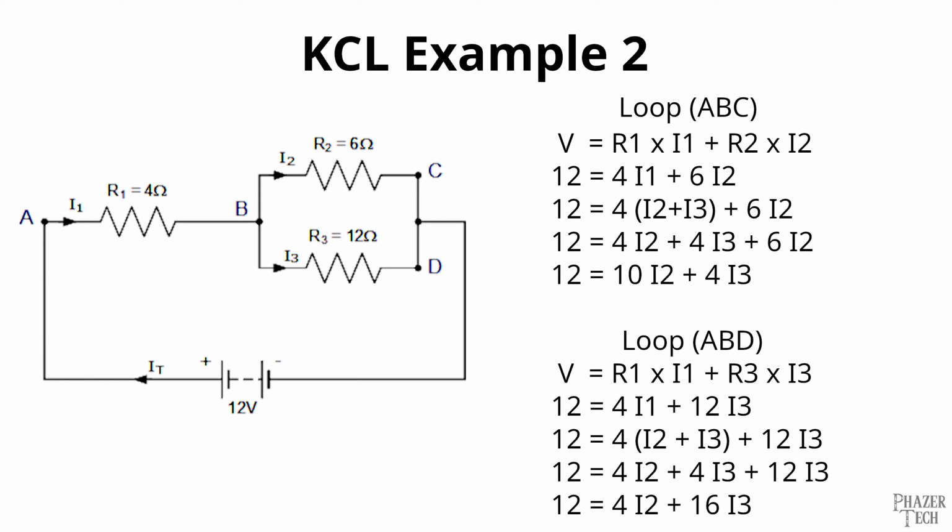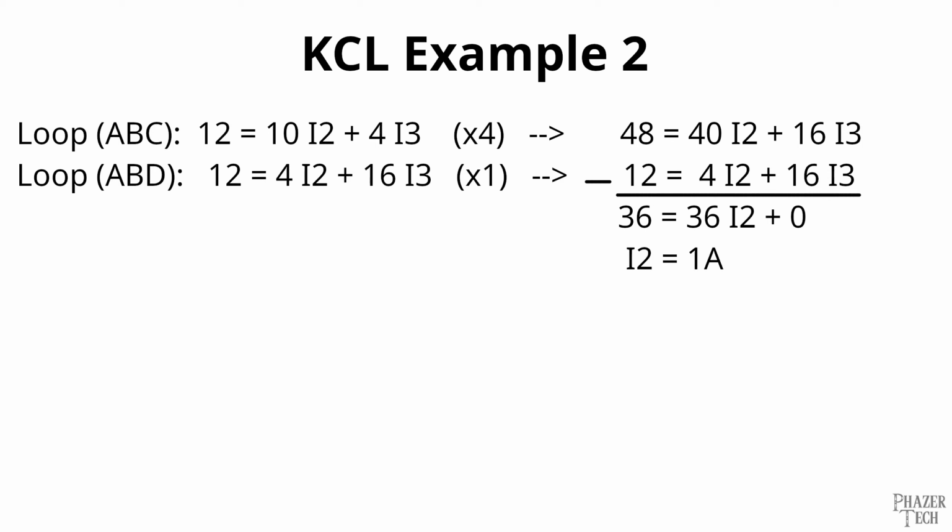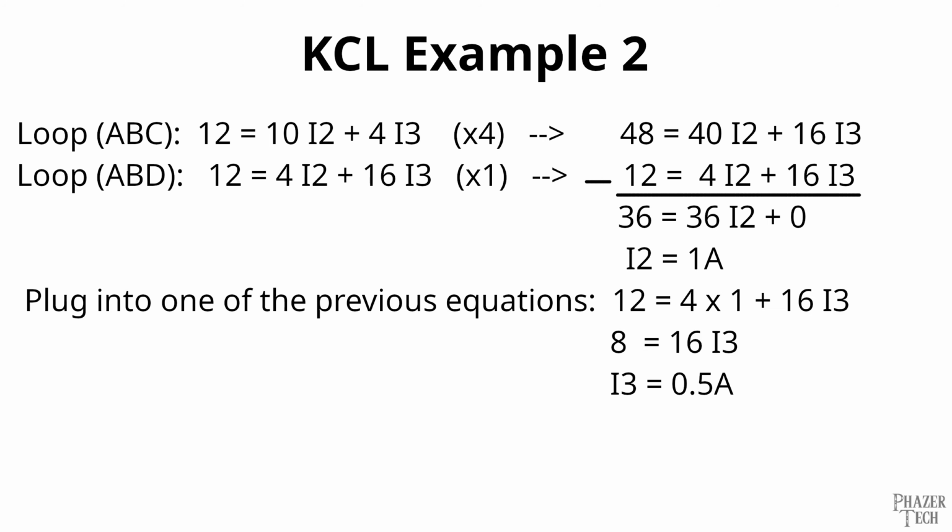We still have two unknown variables though, so in order to solve this we need to get rid of one. We can do this by multiplying the first equation by 4, then subtracting the second equation from the first, and after working this out, we end up finding that I2 equals 1 amp. Now in order to solve for I3, all we need to do is plug I2 into one of our previous equations and we find that I3 equals half an amp.